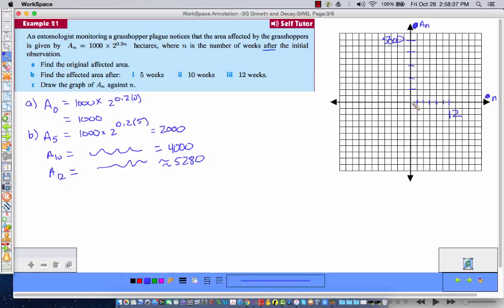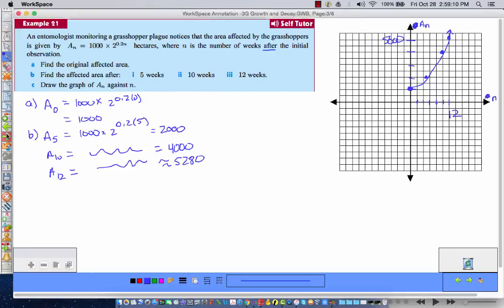So at time 0, we are at 1,000. At time 5 weeks after, we were at 2,000. So that's right here. Then at time 10, we were at 4,000, which is right here. And then at 12 weeks, 5,280, which is about right there. And you can see how we've got a nice, smooth, exponential curve.